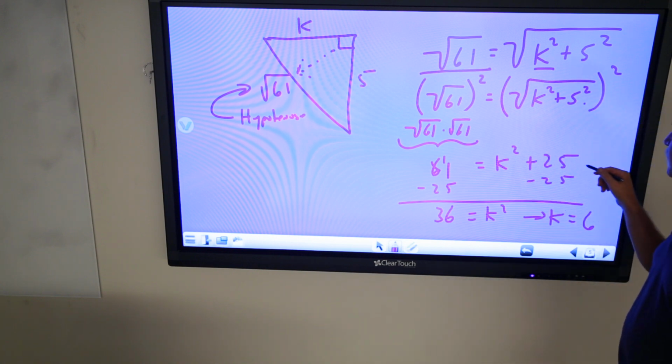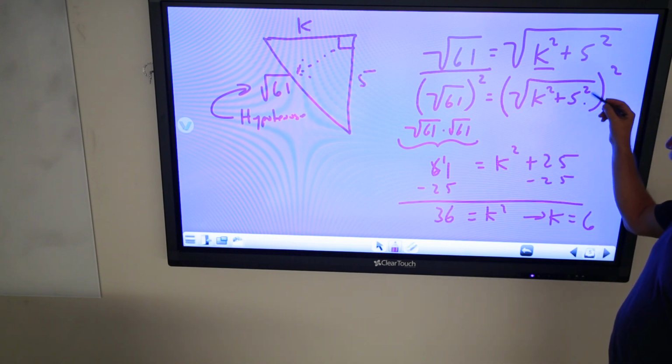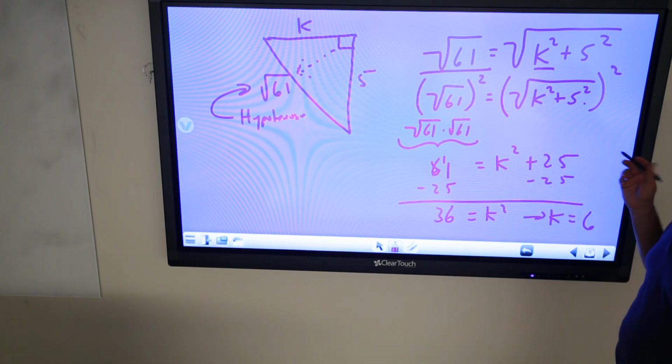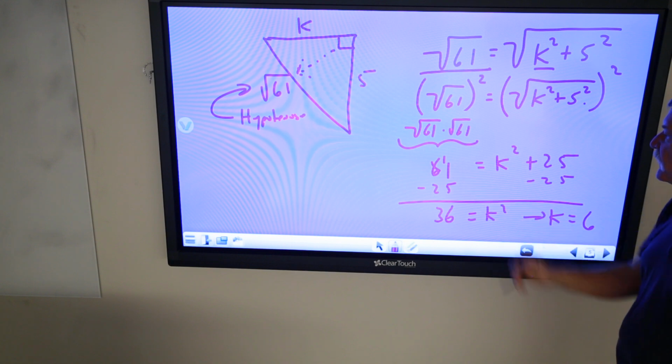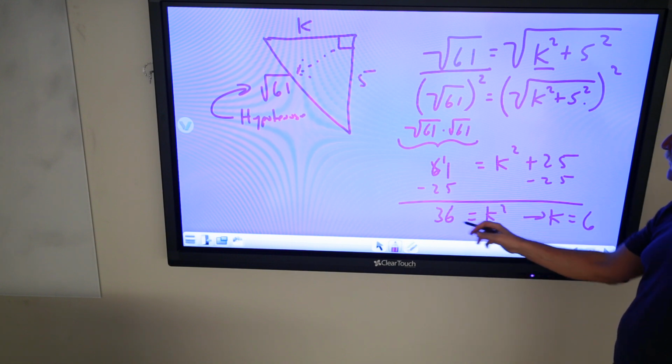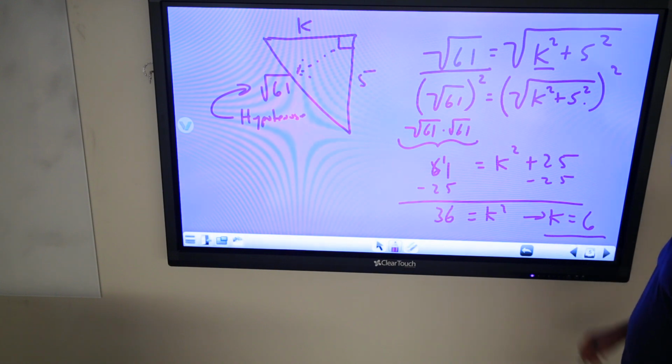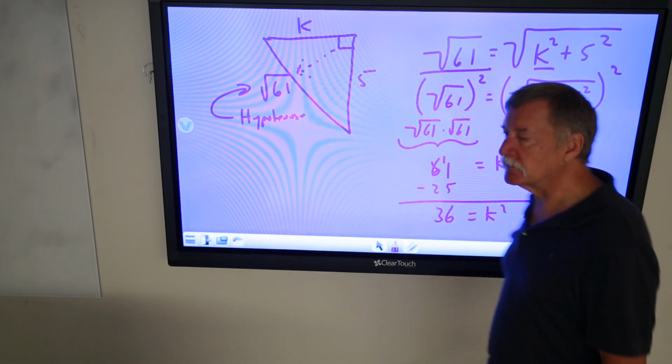Now I got k squared plus 25, 5 squared. So now I got 61 equals k squared plus 25, subtracting 25 from both sides. What do you know? I get 36 equals k squared. K equals 6. All right, worked out, even though we started with a radical.